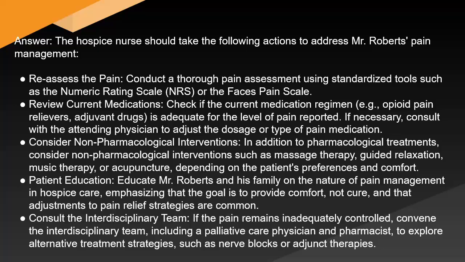Conduct a thorough pain assessment using standardized tools such as the Numeric Rating Scale (NRS) or the FACES Pain Scale. Review current medications. Check if the current medication regimen, e.g. opioid pain relievers, adjuvant drugs, is adequate for the level of pain reported. If necessary, consult with the attending physician to adjust the dosage or type of pain medication. Consider non-pharmacological interventions. In addition to pharmacological treatments, consider non-pharmacological interventions such as massage therapy, guided relaxation, music therapy, or acupuncture depending on the patient's preferences and comfort. Patient education.